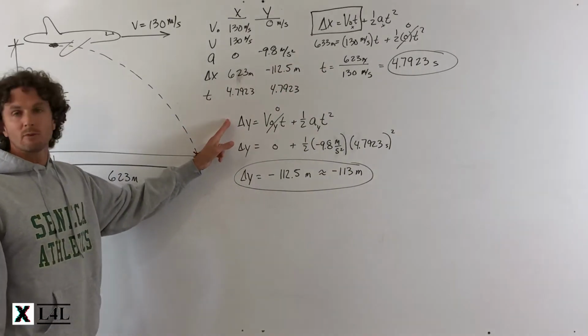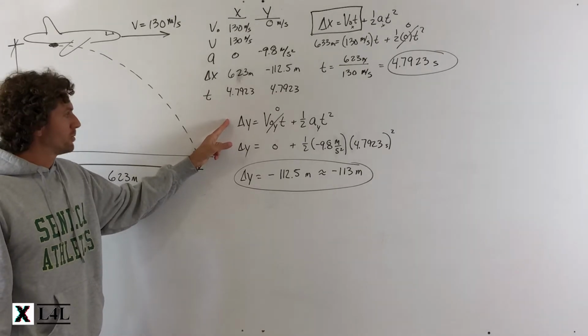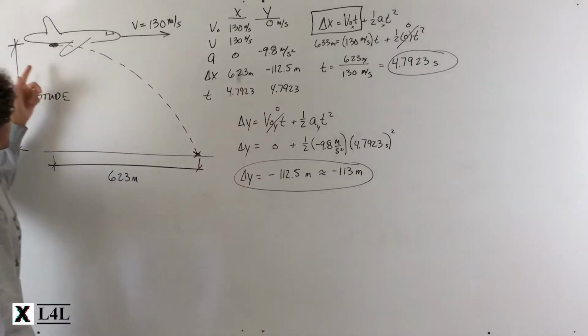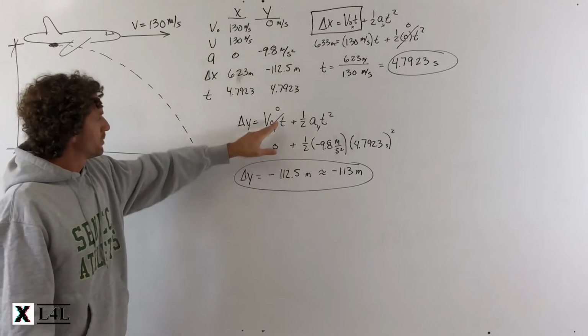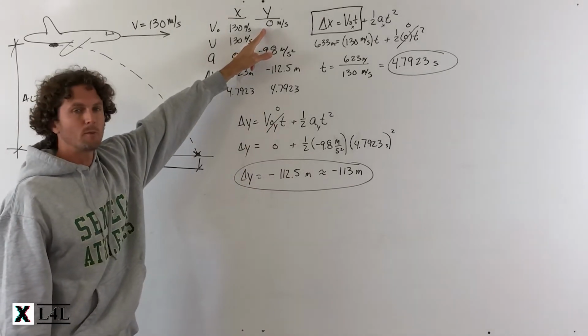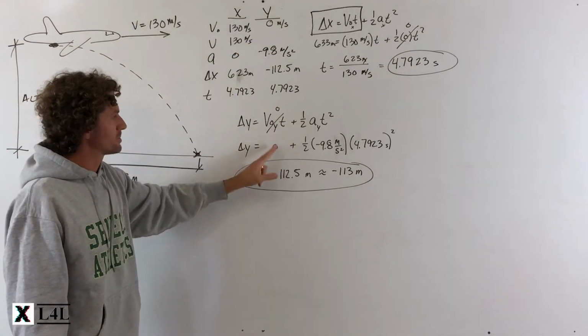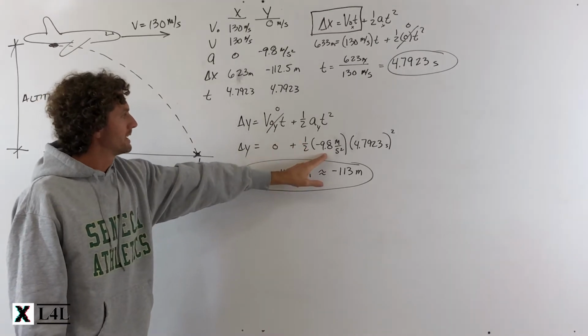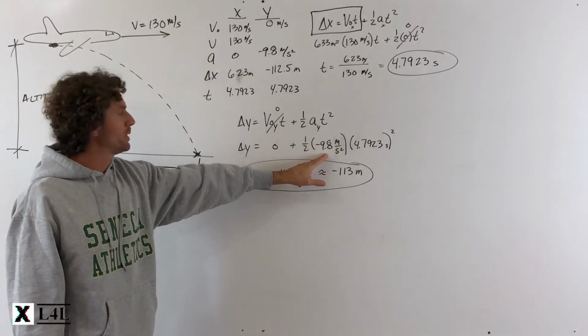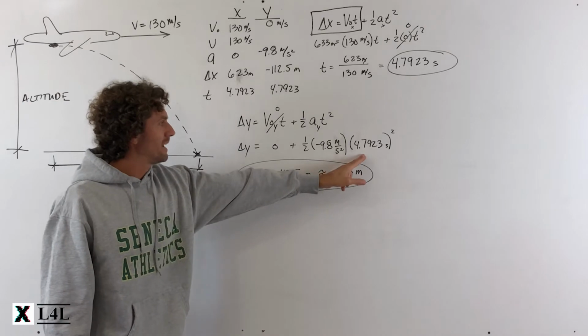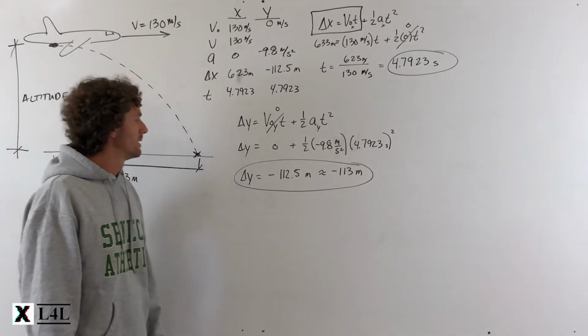Okay, so after we've identified and written our equation in variable form, solving for the altitude here, we're going to plug in. Well, the initial velocity in the vertical is 0 meters per second. So this first half goes away. We're left with plus 1/2 acceleration in the vertical, negative 9.8 meters per second squared, times the time squared.